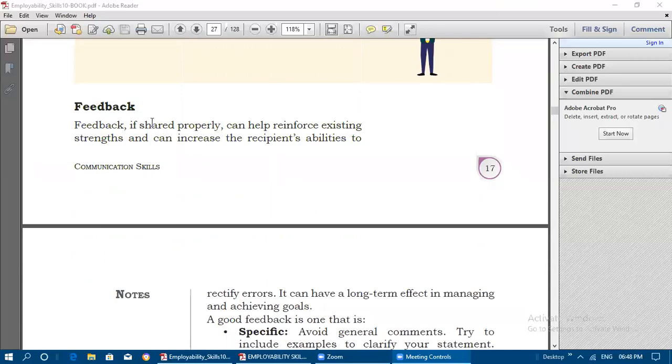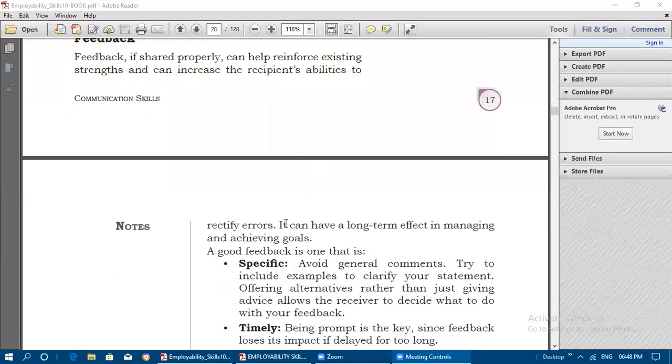Next, feedback, if it is shared properly, can help reinforce existing strengths, and it can increase the recipient's ability to rectify errors. It can have a long-term effect in managing and achieving goals. So if you get the feedback, it will have a long-term effect in managing and achieving goals also.